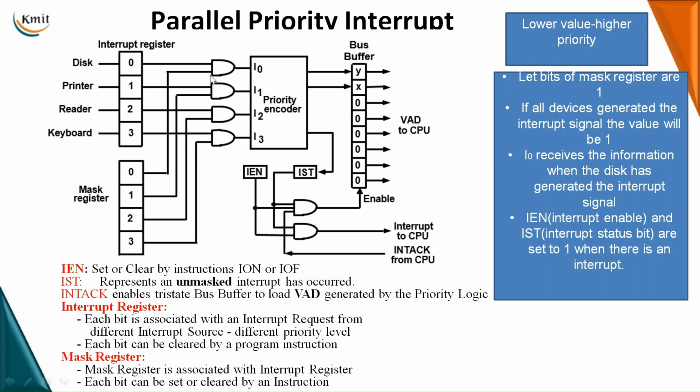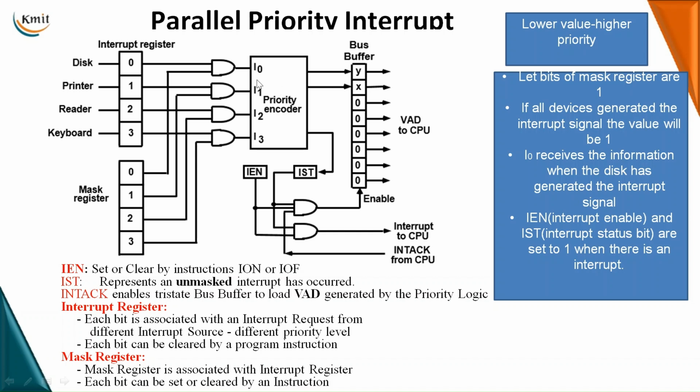Next, we have an AND gate, to which we connect the interrupt register bit and the mask register bit. Say, for example, the disk wants to interrupt the CPU. Then the disk line will be set to 1, enabling the interrupt. The mask register bit is also initially 1. When these two ones are given to the gate, the output will be 1.